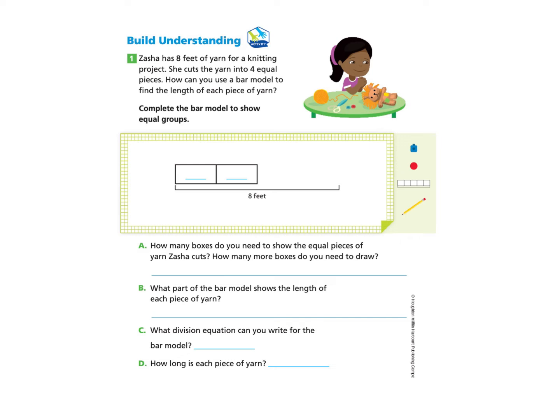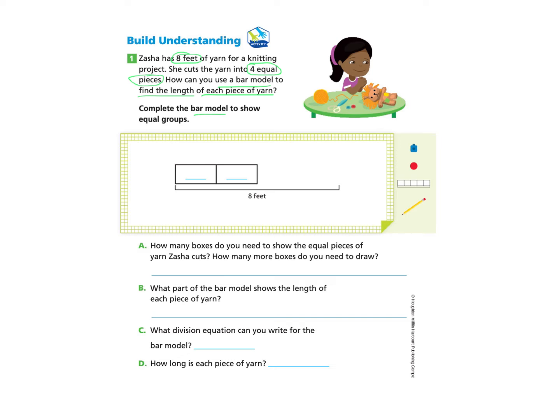Sasha has 8 feet of yarn for a knitting project. She cuts the yarn into 4 equal pieces. How can you use a bar model to find the length of each piece of yarn? Complete the bar model to show equal groups. Okay, so they have started a bar model.